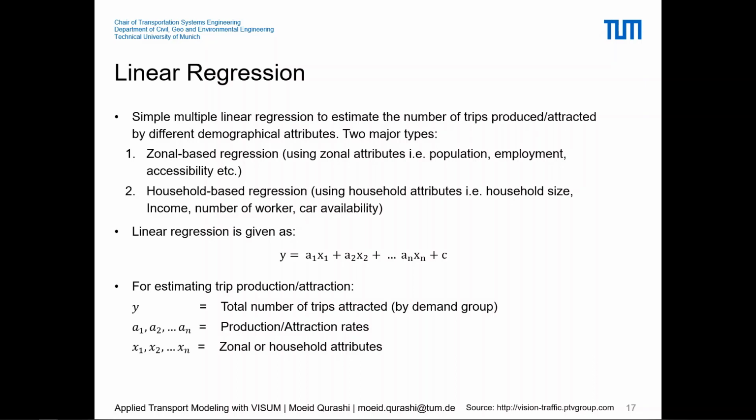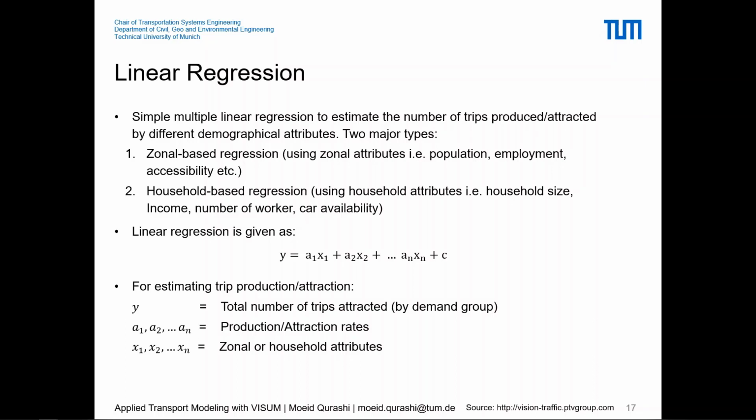So the idea is that, given the equation that we are seeing here, y is the total number of trips that is attracted for a demand group. It's also important for a demand group. And this y is based on a1, a2 till an, which are the production and attraction rates, and x1, x2 till xn are the attributes.